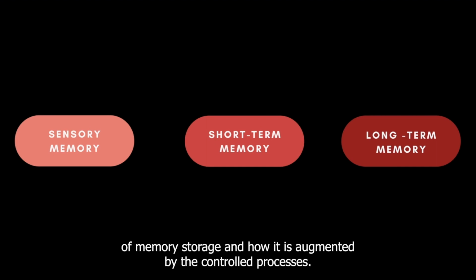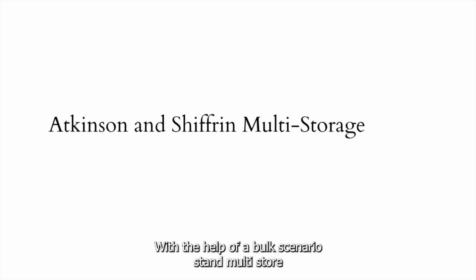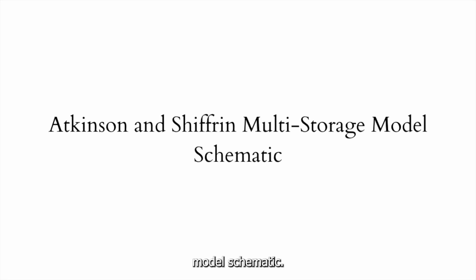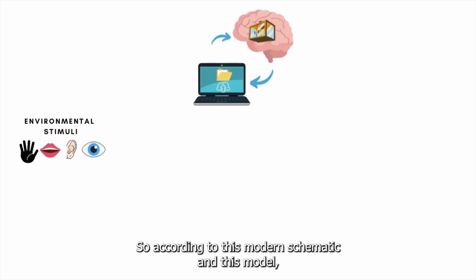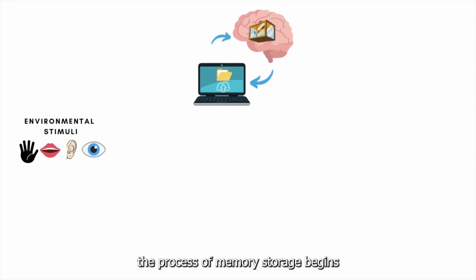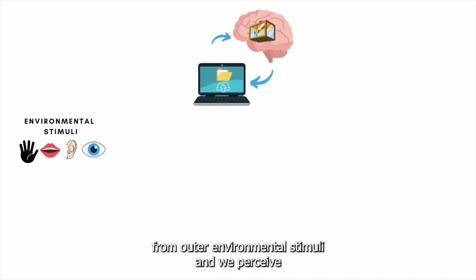With the help of a visual schematic, we understand the multi-store model. According to this model, the process of memory storage begins when we first come across information from outer environmental stimuli, and we perceive and encode this information via the sensory routes.